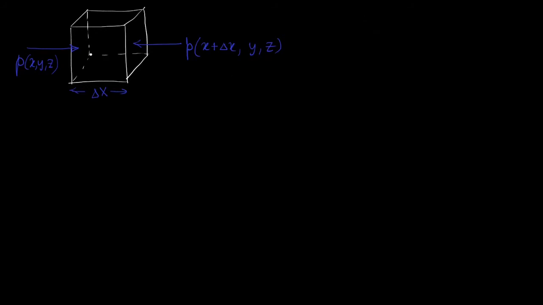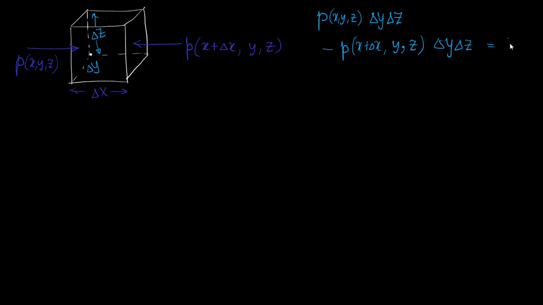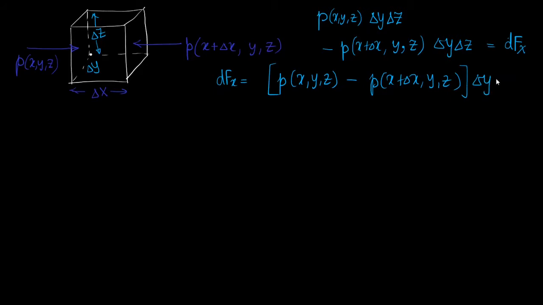Now let us write down the force balance in the x direction. It will be P at x, y, z times the area. If this is delta x, this is delta y, and this is delta z, then P at x, y, z multiplied by delta y times delta z, minus P at x plus delta x, y, z times the same area, is going to be the differential force in the x direction. So dfx is P at x, y, z minus P at x plus delta x, y, z, this whole term multiplied by delta y, delta z.